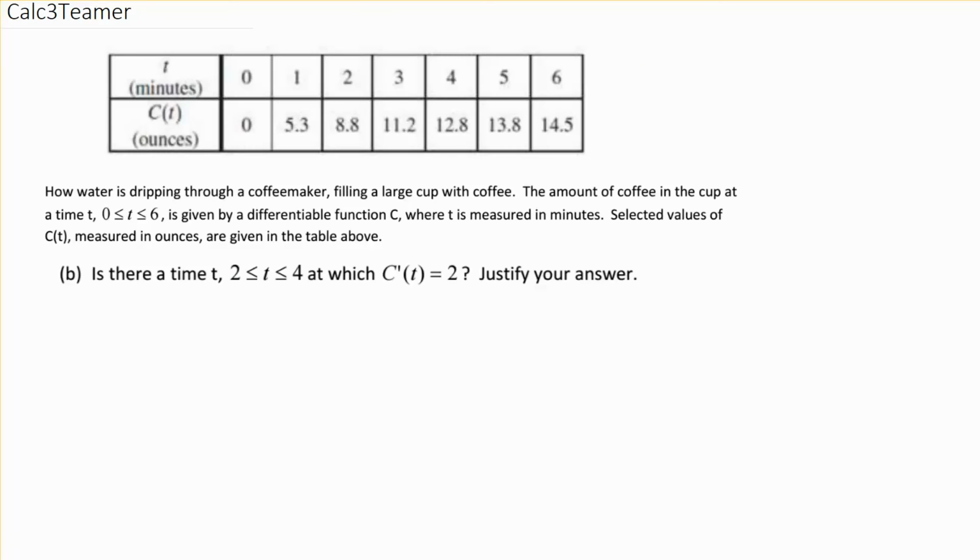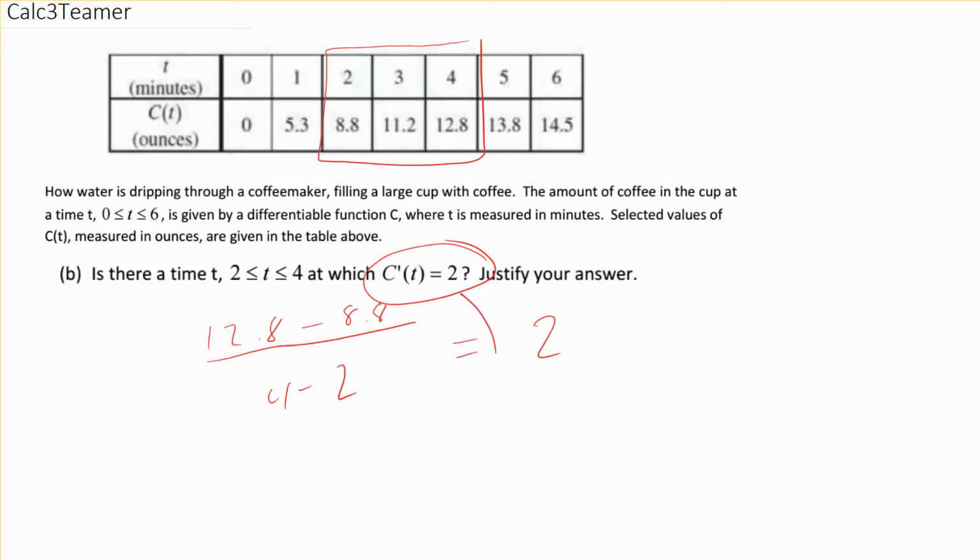Part B says, is there a time t from 2 to 4 at which c prime of t equals 2? So from 2 to 4 we're talking about now, where the derivative would be 2, or the slope would be 2. So let's take a look. I saw a lot of great work, like finding the slope from 2 to 3, 3 to 4. What is it from 2 to 4? If we go 12.8 minus 8.8 over 4 minus 2, we get 2. We get the exact value of 2.